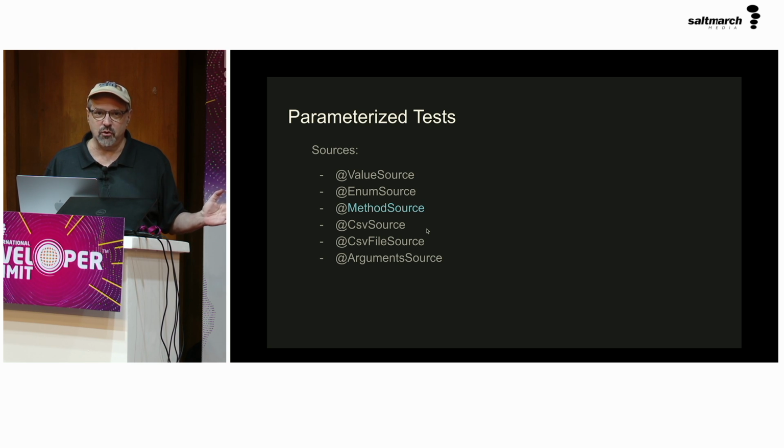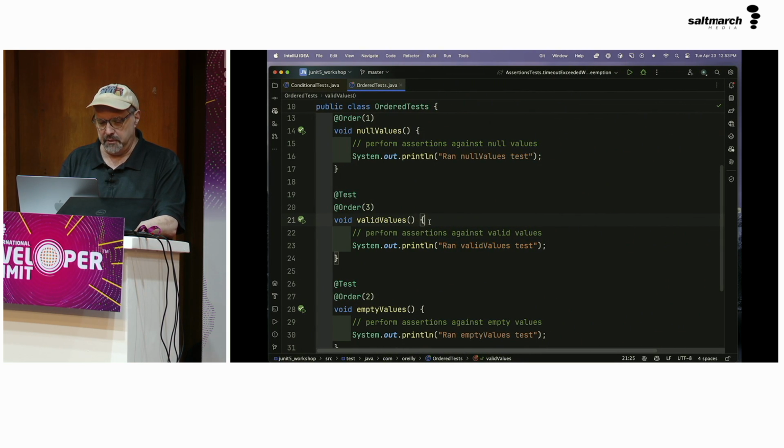The CSV source and the CSV file source: in the CSV file source, you put your data in a separate file somewhere in the class path and tell it where to find it. You can even skip header lines. And then the argument source, I'll get to, allows you to get multiple arguments. So here's my example of that.